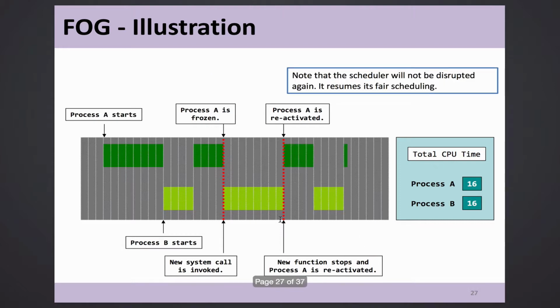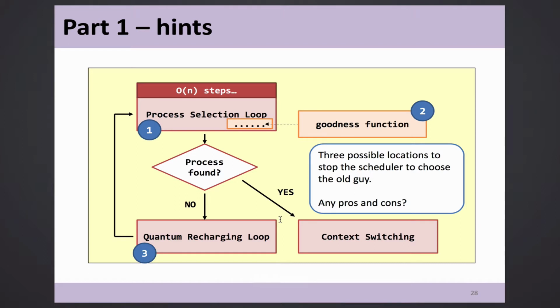Okay, so let's go on. I provide you some good and bad hints. I don't tell you which hint is bad and which is good, you think about it. You may try to hack the selection loop, the loop that selects which process to run. Or you change the goodness function, to tell the scheduler who is the good process.